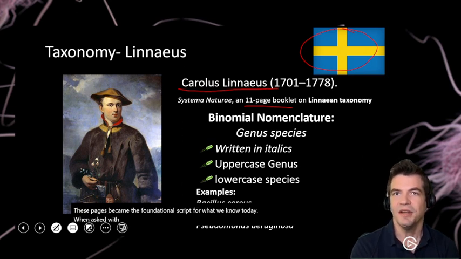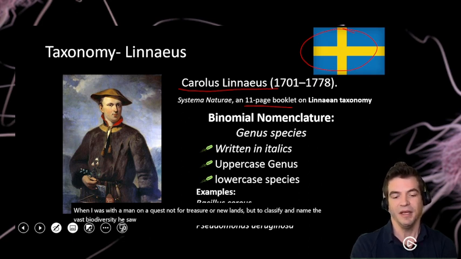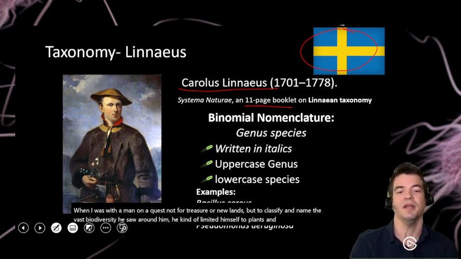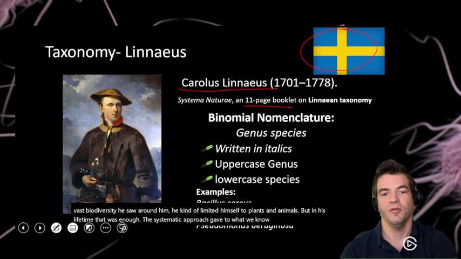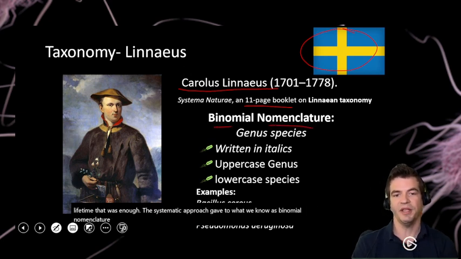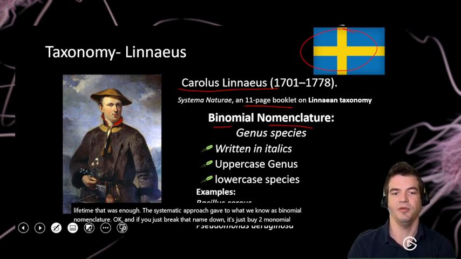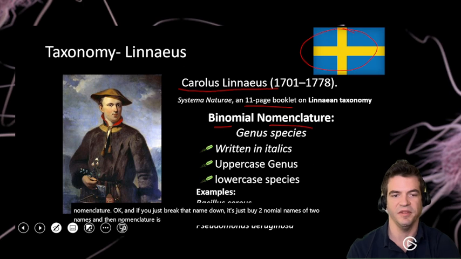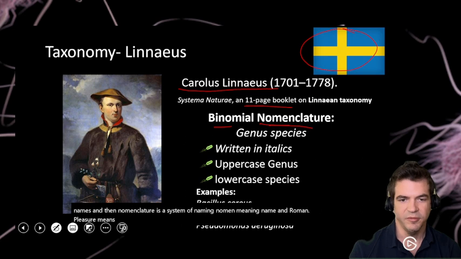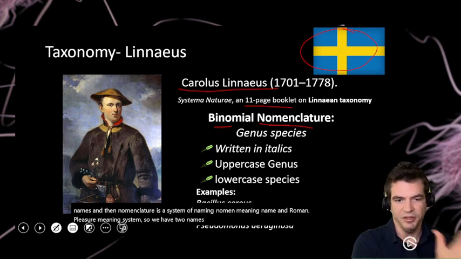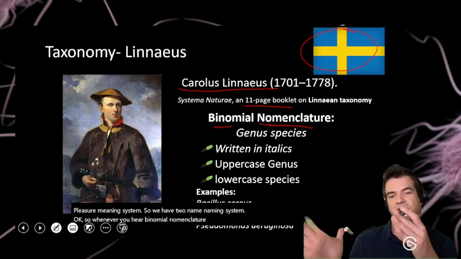Linnaeus was a man on a quest, not for treasure or new lands, but to classify and name the vast biodiversity he saw around him. He kind of limited himself to plants and animals, but in his lifetime that was enough. This systematic approach gave us what we know as binomial nomenclature. If you just break that name down, it's just bi, two, nomial, names, so two names, and then nomenclature is a system of naming, nomen meaning name in Roman, clature meaning system, so we have a two-name naming system. Whenever you hear binomial nomenclature, just think two-name naming system.